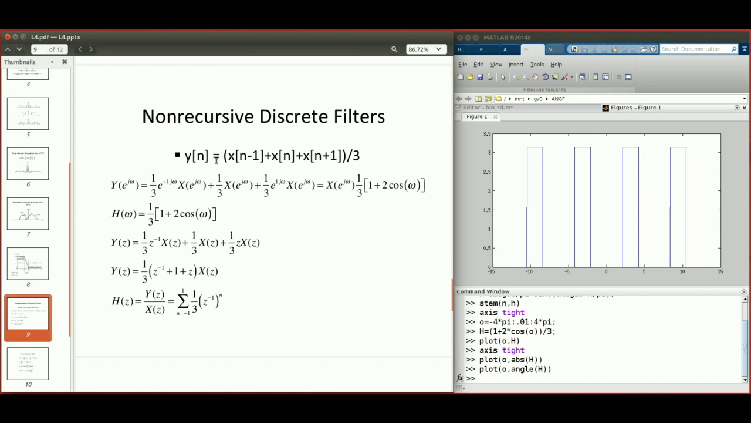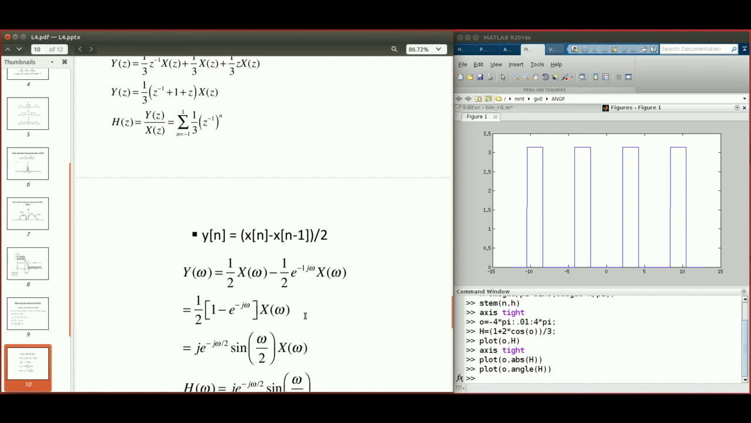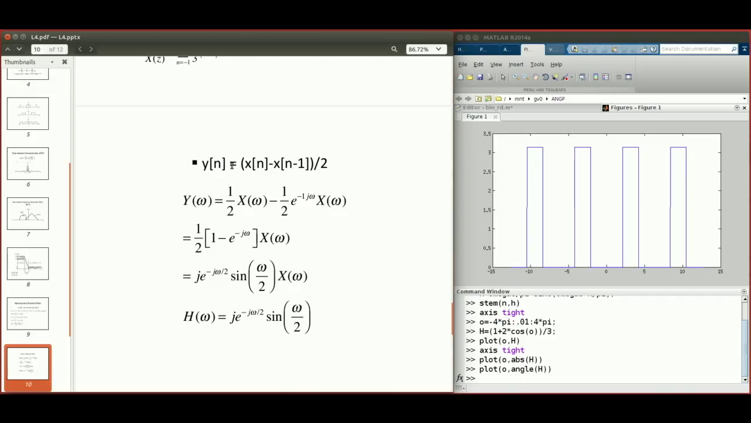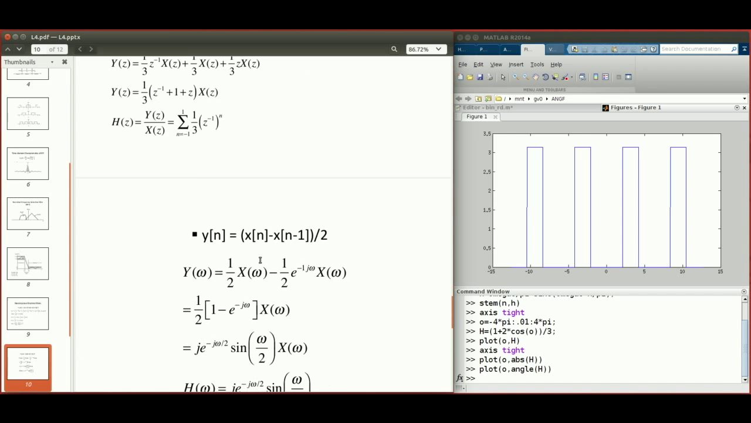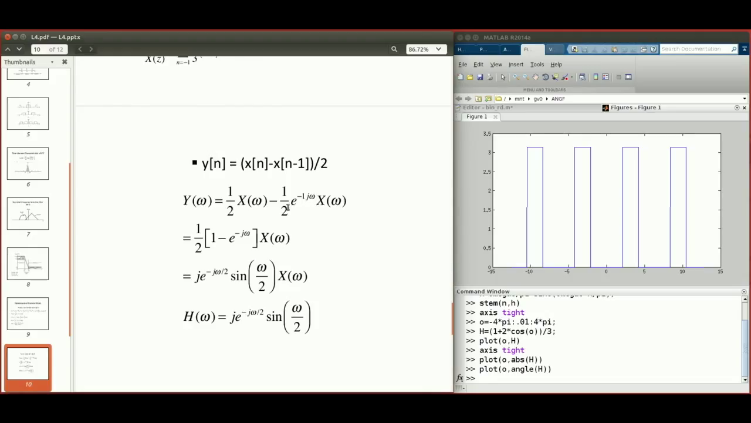A three-point average is basically a low-pass filter, and we looked at the amplitude and phase of that filter. But now let's look at another expression: x[n] subtract x[n minus 1], divided by 2. It is basically a differencing equation. This point subtracts its previous point, and then divides by 2. It's a numerical approximation of a derivative. So let's see what this formula represents. The 3-point average represents a low-pass filter, and this formula represents a high-pass filter.